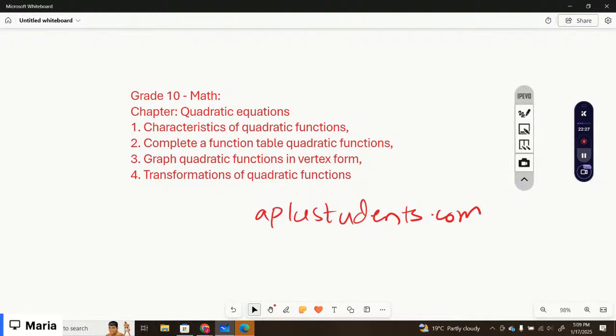Scroll down to grade 10 math and then click on view all lessons. There you can find a list of the chapters. We're going to start with the chapter quadratic equation. The lessons we're going to cover today are characteristics of quadratic equations, complete a function table, quadratic functions, graph quadratic functions in vertex format, transformations of quadratic function.